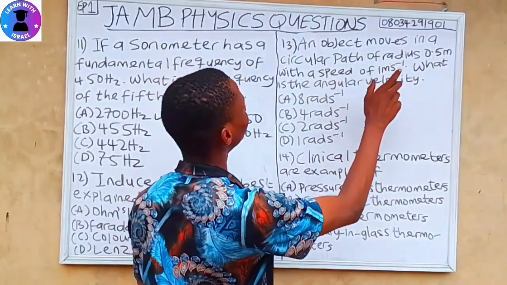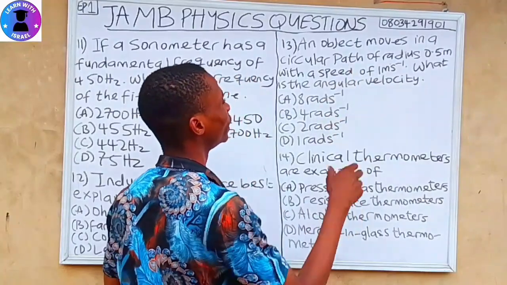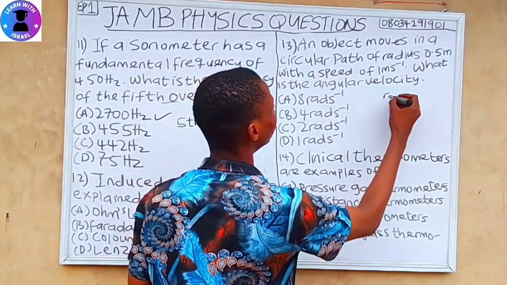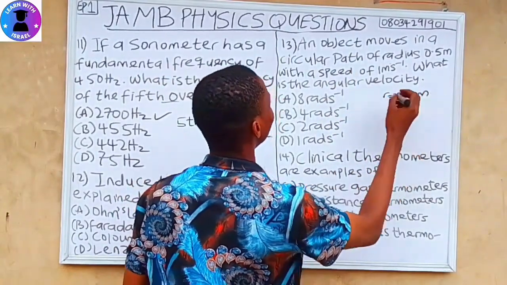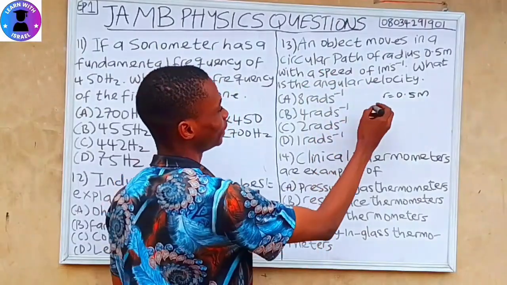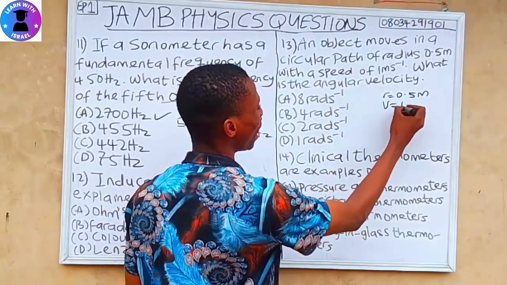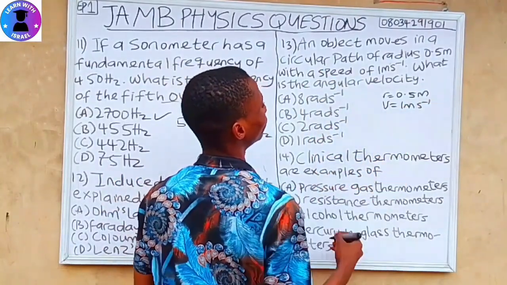An object moves in a circular path of radius 0.5 meter with a speed, and speed is represented as v, which is velocity, 1 meter per second.